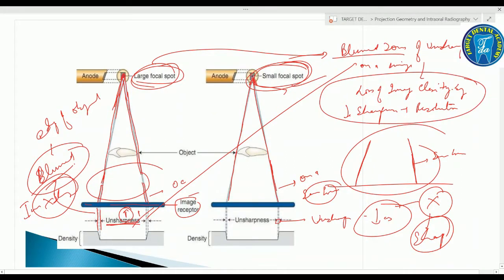Fine, I'm repeating it again. When the area of the unsharpness increases, it leads to a blurred image and there is no sharpness of the image. When the zone is blurred, the resulting blurred zone of unsharpness on an image causes the loss of image clarity by decreasing the sharpness and resolution.